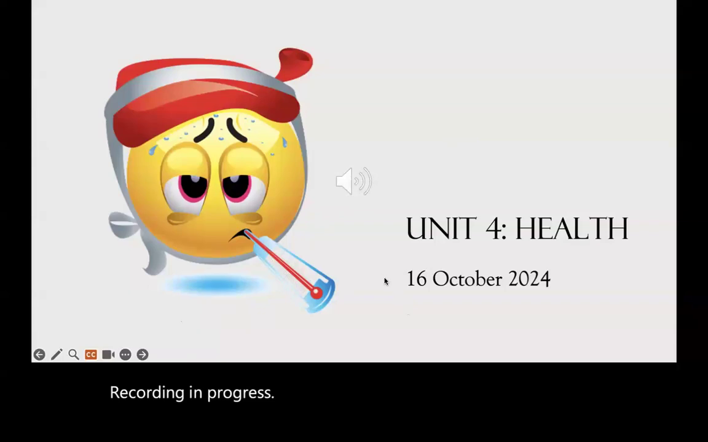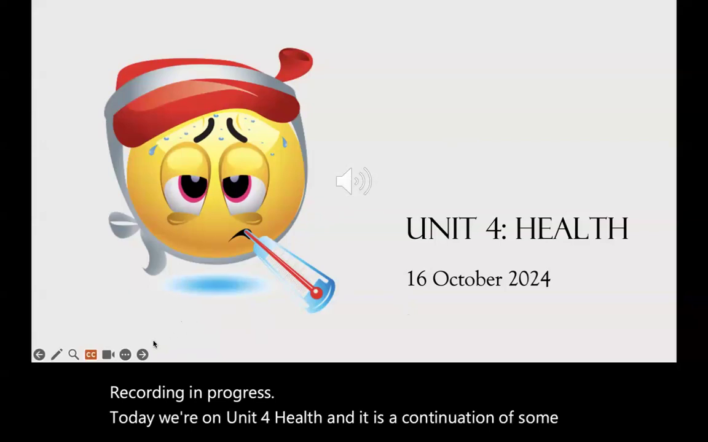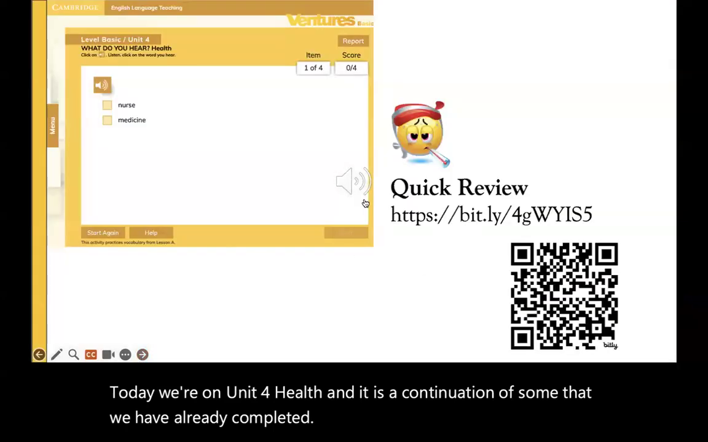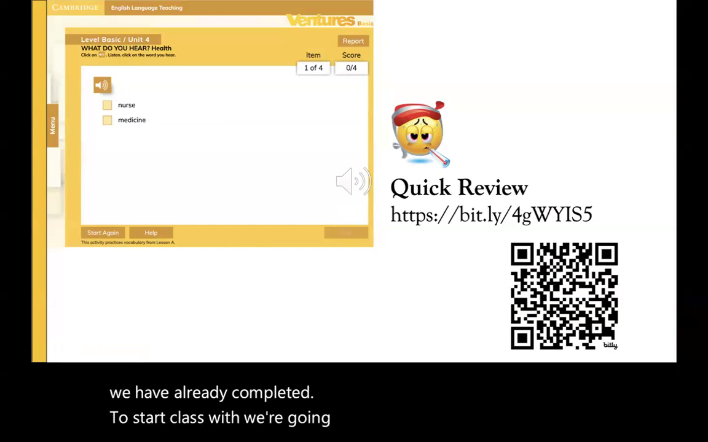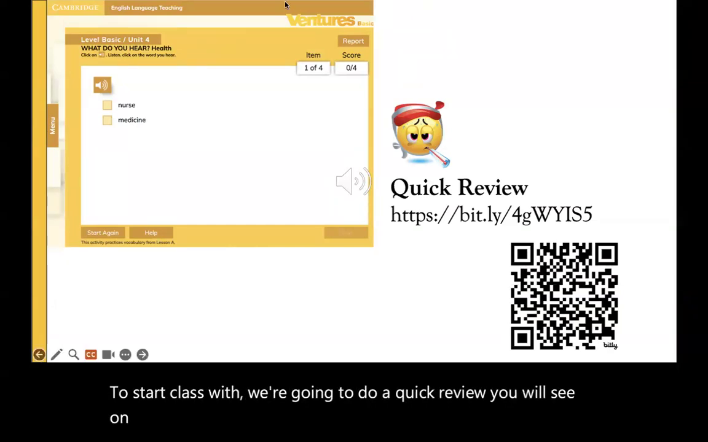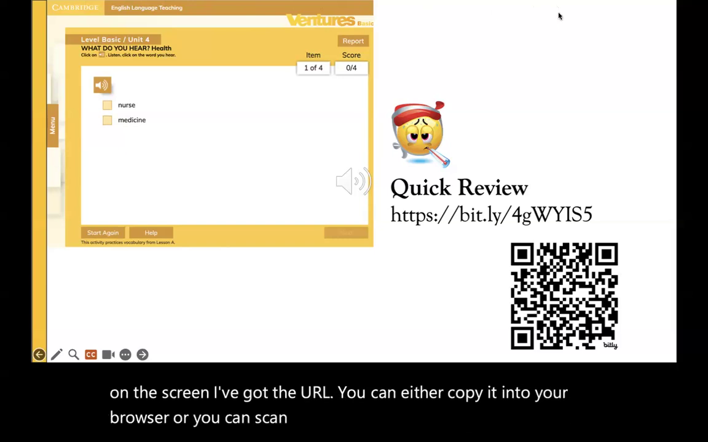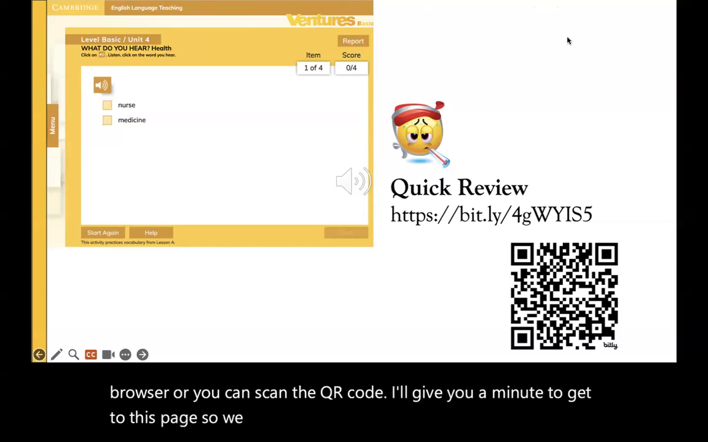Today we're on Unit 4, Health, and it is a continuation of some that we have already completed. To start class with, we're going to do a quick review. You will see on the screen I've got the URL. You can either copy it into your browser or you can scan the QR code. I'll give you a minute to get to this page so that we can actually work on it.